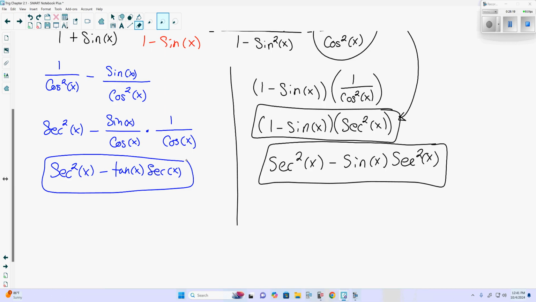I am not looking for all of these. I'm showing you these because, again, there is more than one right answer. So if y'all are checking, making sure y'all did it right, and one of y'all gets 1 minus sine of x, that quantity times secant squared of x, that is the right answer. One of y'all could get secant squared minus tangent times secant. Or y'all can get secant squared minus sine times secant squared. I mean, all of these are the correct answer.